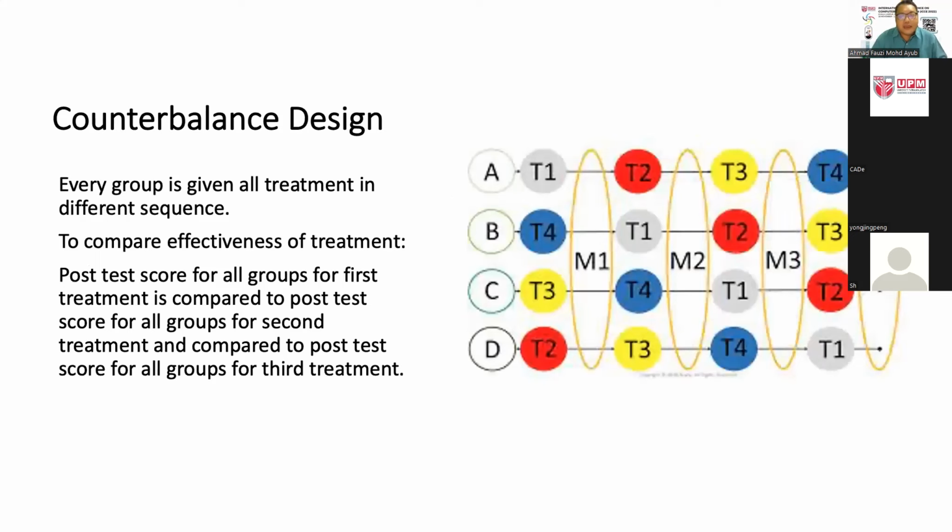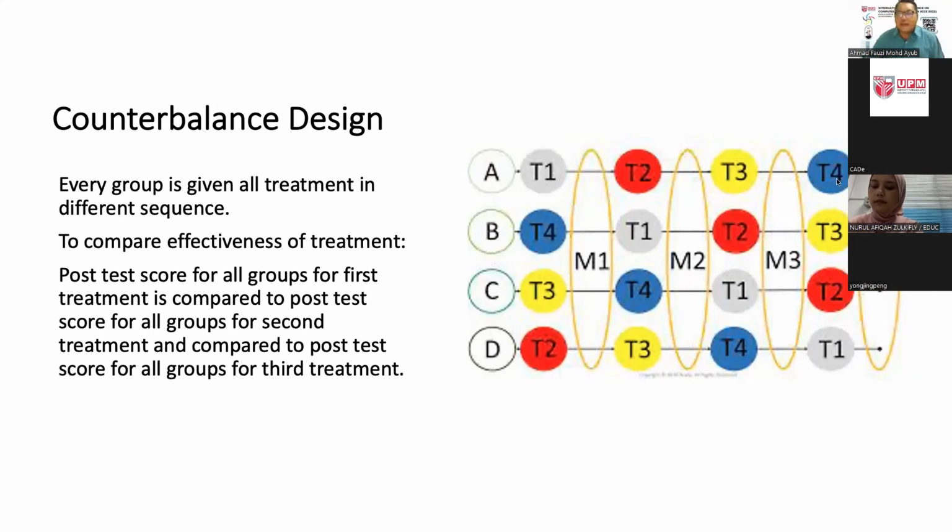All right. And lastly, we have counterbalance. In counterbalance, you need to have at least four groups, or depending on the case, you can also have two groups. In this diagram, we have four different types of treatment: intervention one, intervention two, three, and four. Let's say this one is the conventional without using any intervention. Let's say this one uses a computer, this one uses a gadget, and this one uses apps.